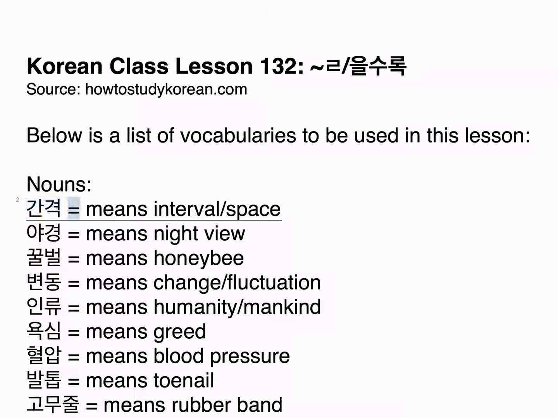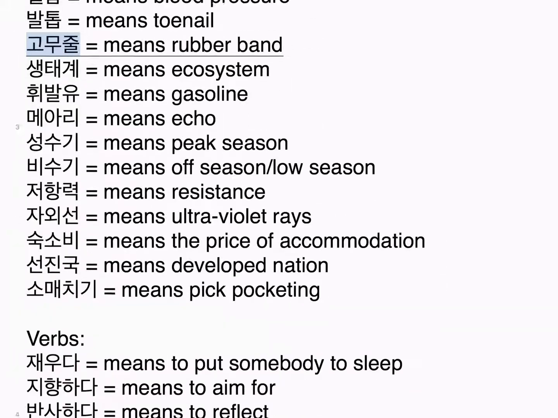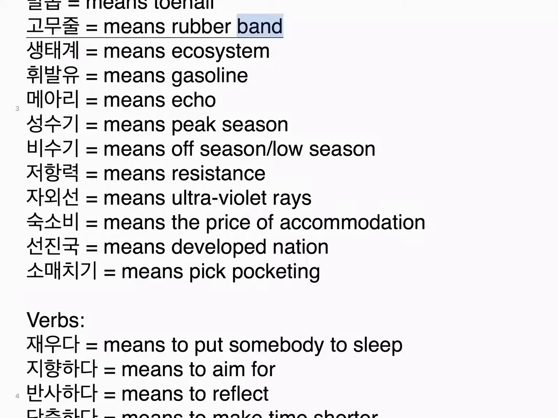Nouns. 간격, means interval, space. 야경, means night view. 꿀벌, means honeybee. 변동, means change, fluctuation. 인류, means humanity, mankind. 욕심, means greed. 혈압, means blood pressure. 발톱, means toenail. 고무줄, means rubber band.